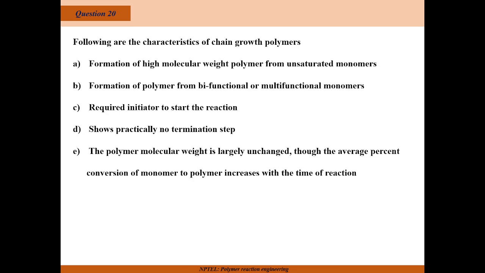So, following are the characteristics of chain growth polymers. Formation of high molecular weight polymers from unsaturated monomers. Formation of polymer from bifunctional or multifunctional monomers. Required initiator to start the reaction. Shows practically no termination step. The polymer weight is largely unchanged, though the average percentage of conversion of monomer to polymer increases with the time of reaction. So which of the following are characteristics? Some may not be the characteristics.